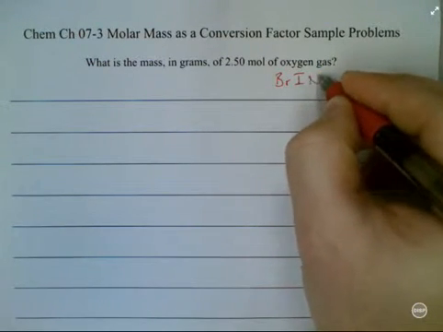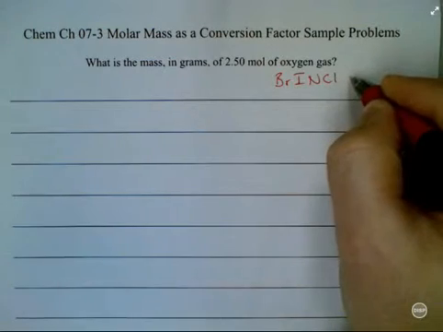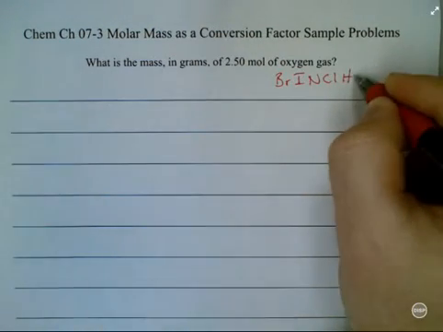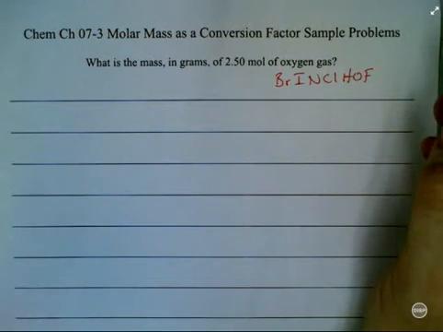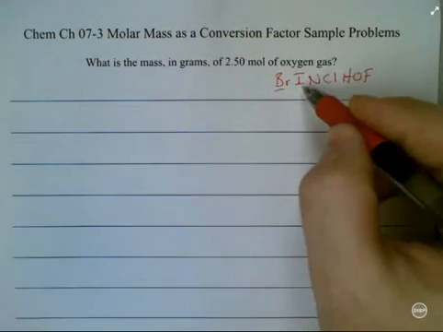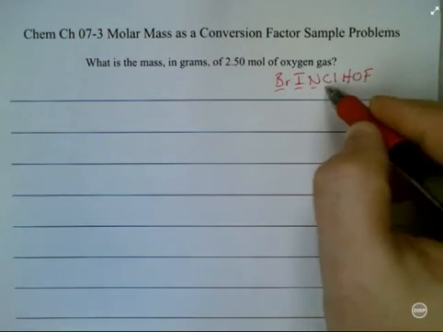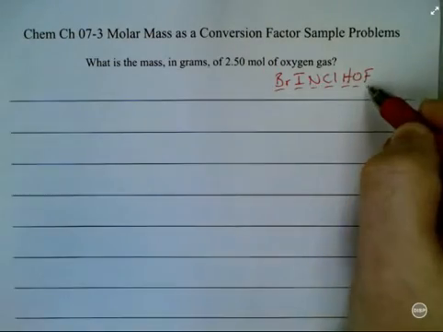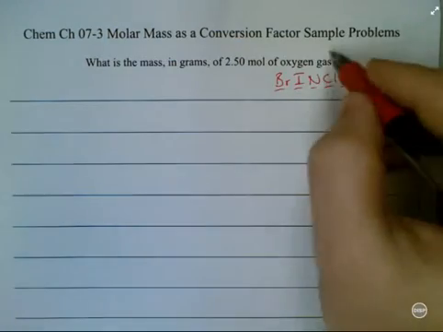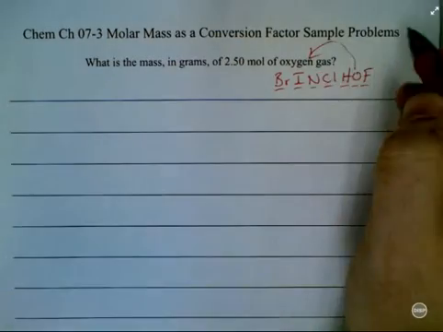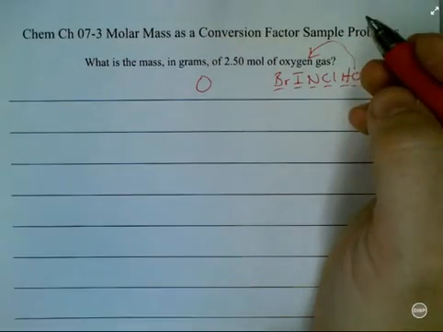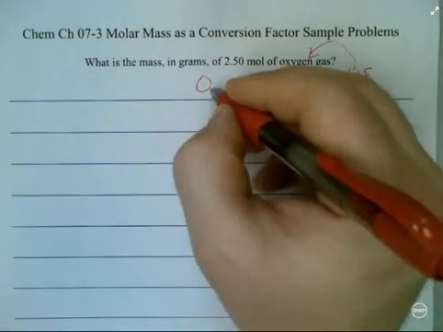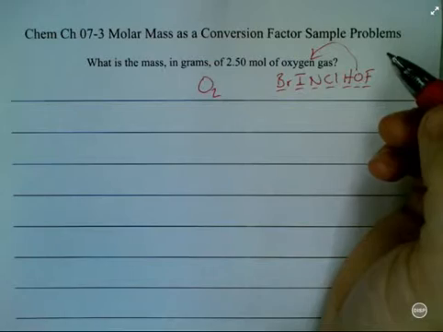Brinkelhoff. That's the mnemonic that lists all of the diatomic molecules: bromine, iodine, nitrogen, chlorine, hydrogen, oxygen, and fluorine. So again, we see oxygen right there. So it's going to be a diatomic molecule. So it will not be oxygen, a monatomic. It will be O2. We want to keep that in mind.